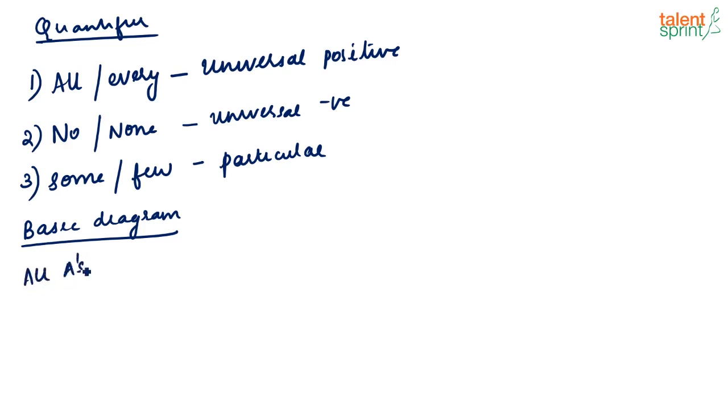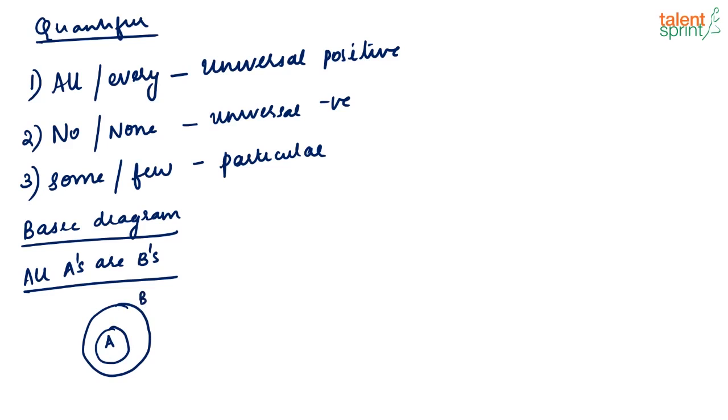All A's are B's. If you are going to represent this in terms of a Venn diagram, how will you do it? You have two sets, correct? You have one set A, and it is given that all A's are B's. So that means B has to be something like this, correct? This is the basic diagram representation for all A's are B's.